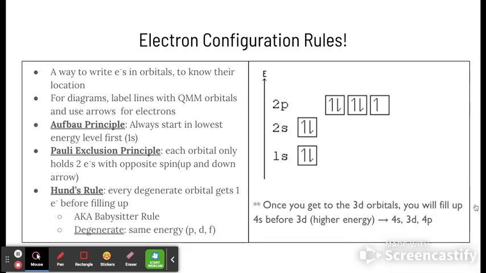Once you get to the 3d orbitals, the order does change a little bit, and this is all due to energy. You will actually fill up your 4s before 3d because 3d is slightly more energy. So when you get to that point, you'll fill up 4s, then 3d, then 4p because it kind of fits in the middle. When we're in class working in group activities, I will go over how that looks on the periodic table.